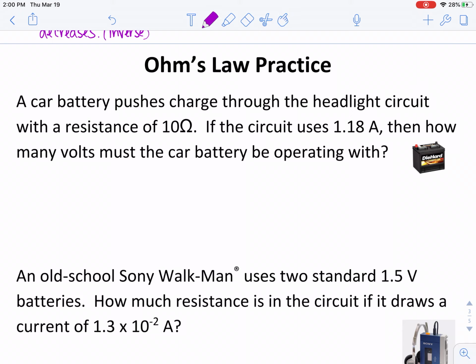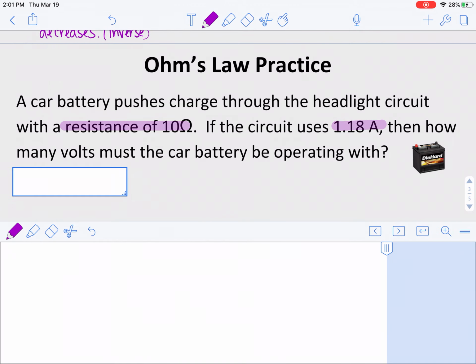So for this first problem, it says, a car battery pushes charge through the headlight circuit with a resistance of 10 ohms. I'm going to highlight that because that's important information. If the circuit uses 1.18 amps, and again, amps is telling me the amount of current, then how many volts must the car battery be operating with? So first thing I'm going to do on the side here is list my givens.